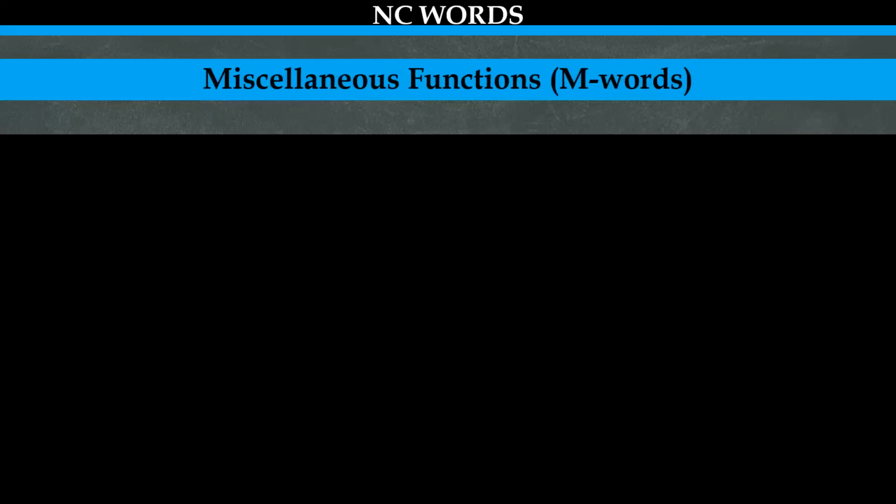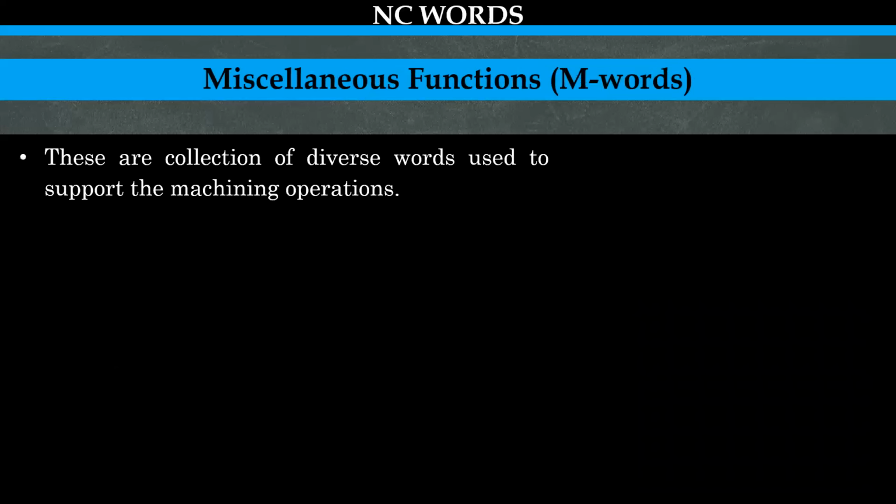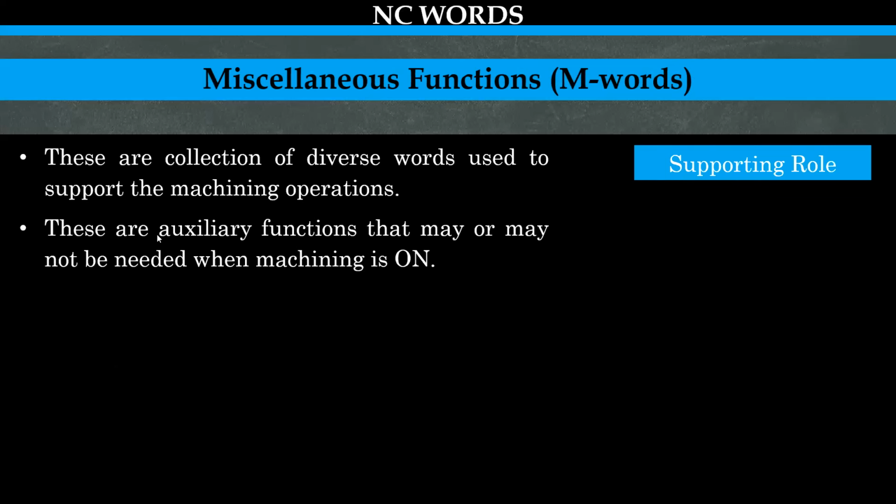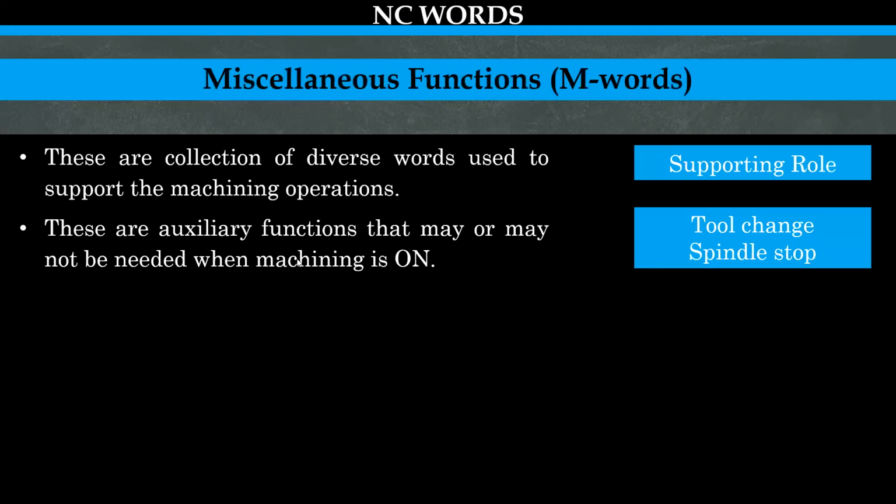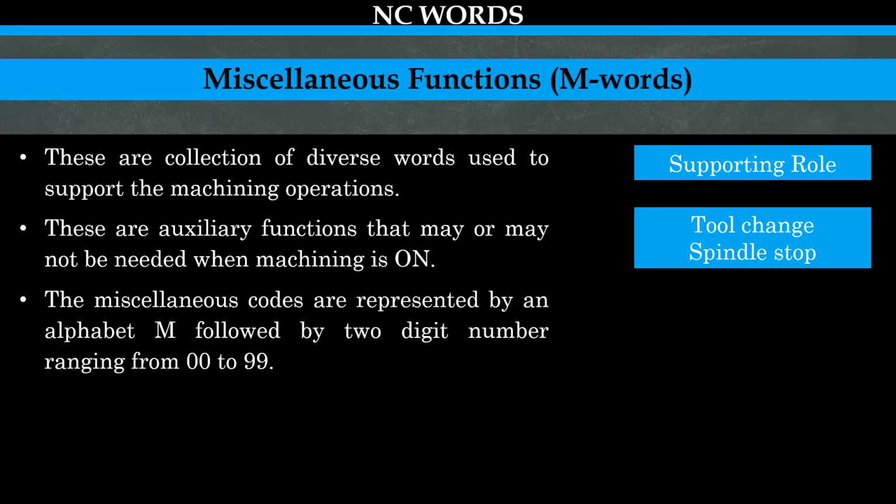Then comes the miscellaneous functions or M words. As the name suggests, these are the miscellaneous functions, that is, the supporting functions. They are here in a supporting role and they are auxiliary functions that may or may not be needed directly when the machining is on. For example, tool change, stop the spindle, or coolant on. These are the miscellaneous functions which are supporting the G words in the machining operation.